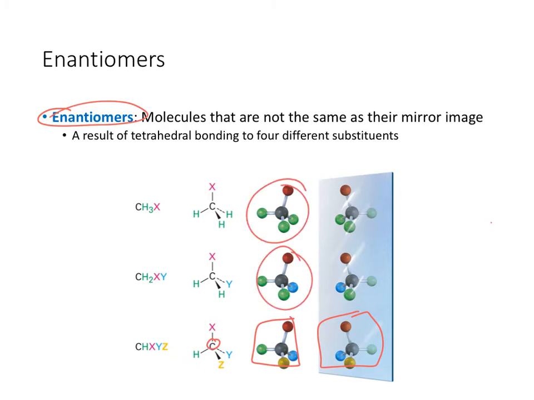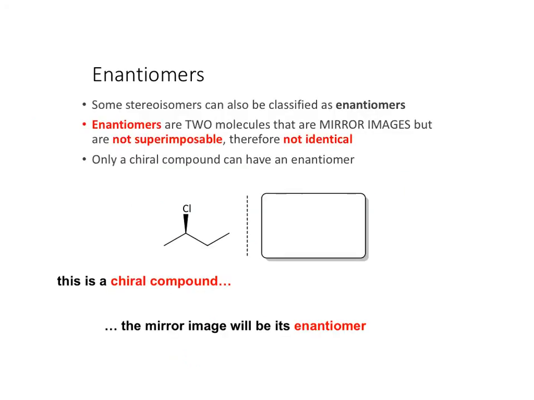Both of these compounds are superimposable on their mirror images, so we would not call those enantiomers. If we wanted to draw a mirror image of a compound, imagine that there's a mirror right here, and I could draw in my hydrogen that's not shown. To draw that mirror image, it would look like this. And this is indeed a chiral compound, and that's the chiral carbon. It has a chlorine, an ethyl, a methyl, and a hydrogen.